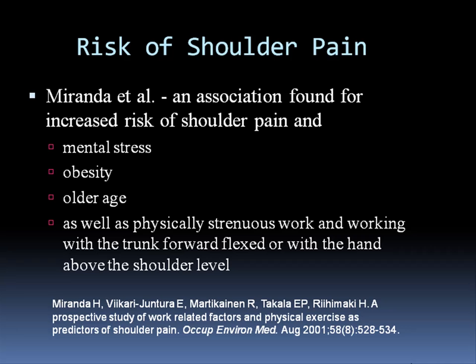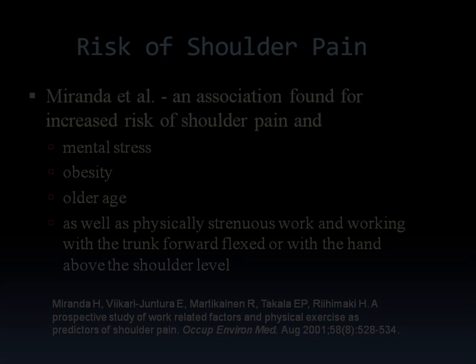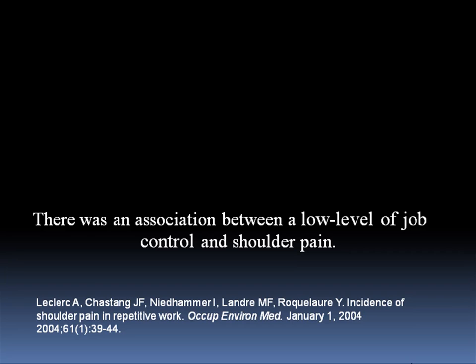So, are there any predictors of risk for shoulder pain? Miranda et al. found an association for increased risk of shoulder pain and mental stress, obesity, and older age, as well as physically strenuous work and working with the trunk forward flexed or with the hand above the shoulder level. There is a risk of chronic shoulder pain that can be identified through psychological predictors. There was an association between a low level of job control and shoulder pain.